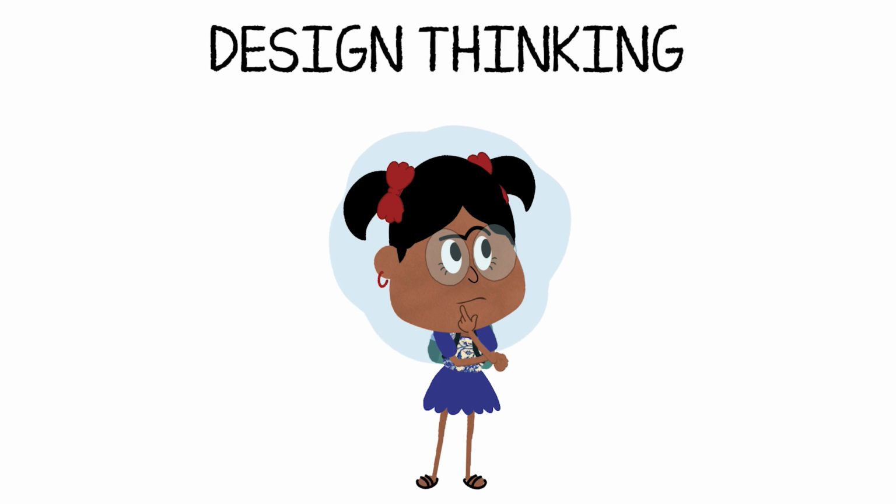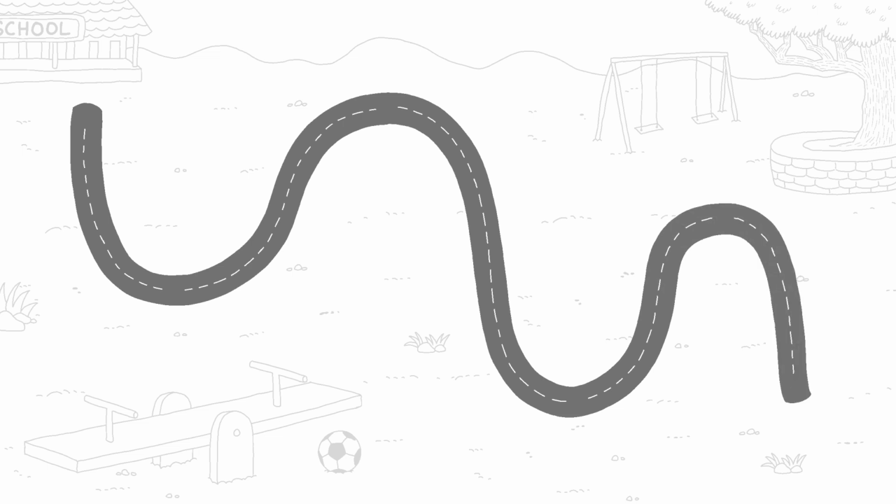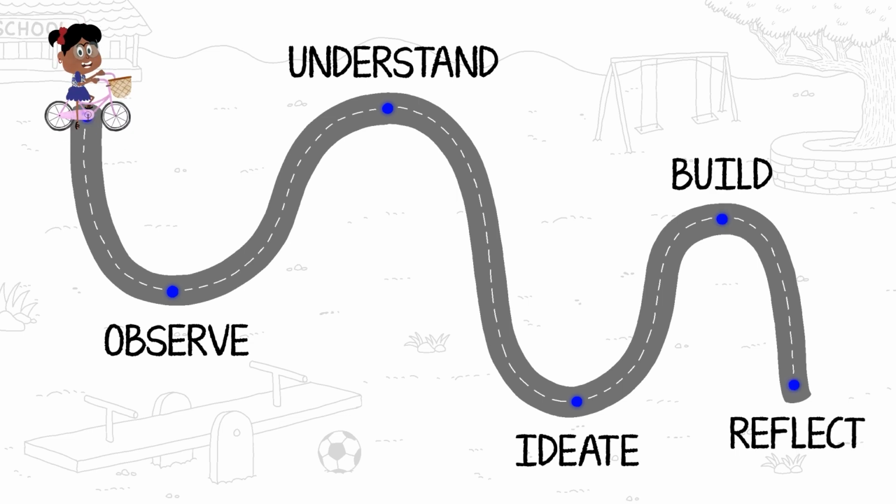This is where design thinking can be useful. Design thinking can be broken down into 5 phases. They are observe, understand, ideate, build, and reflect. Keep these in mind as we follow Aisha's journey.